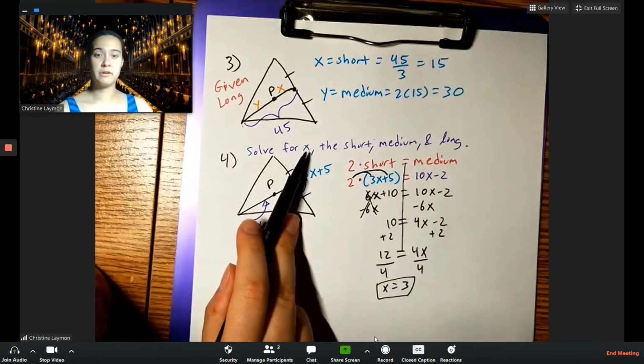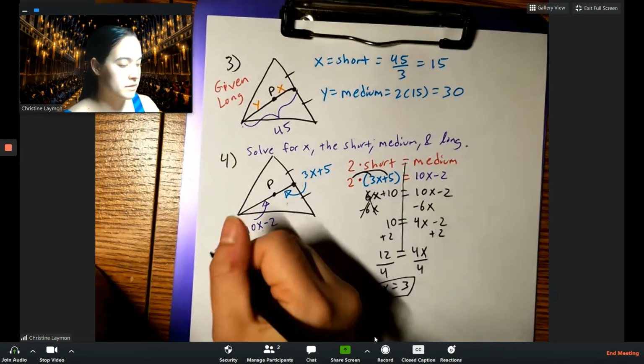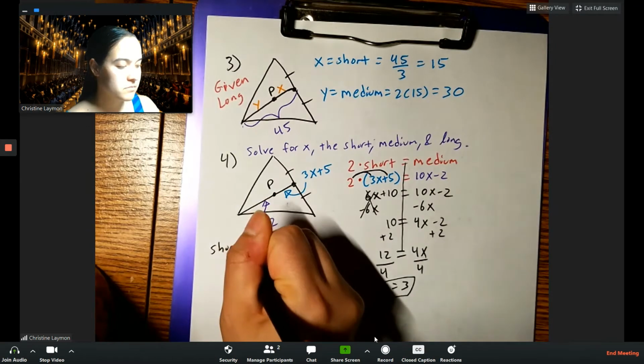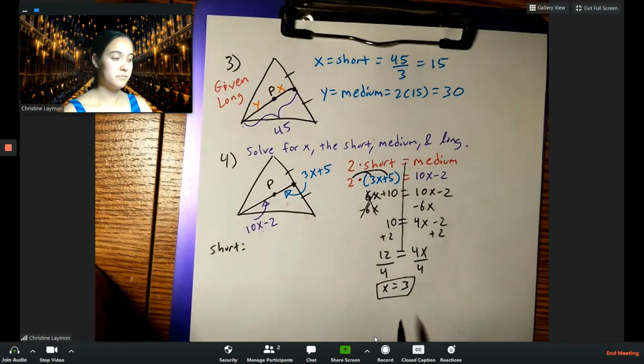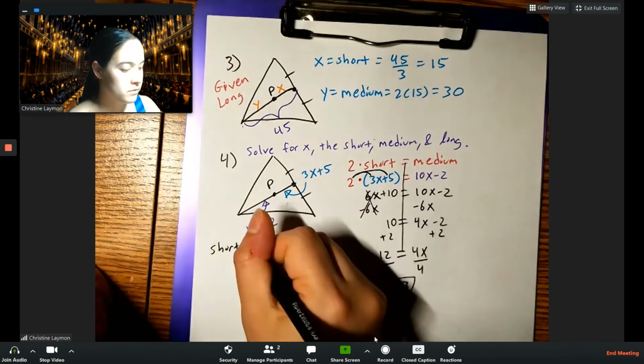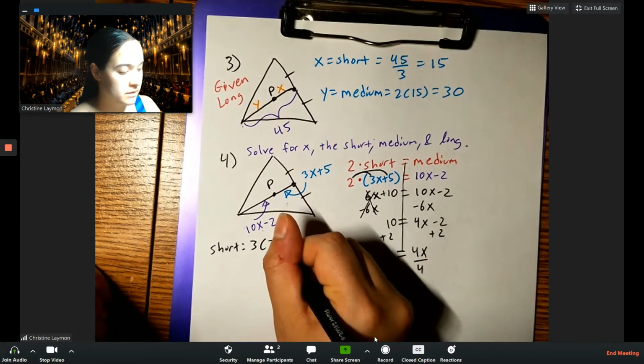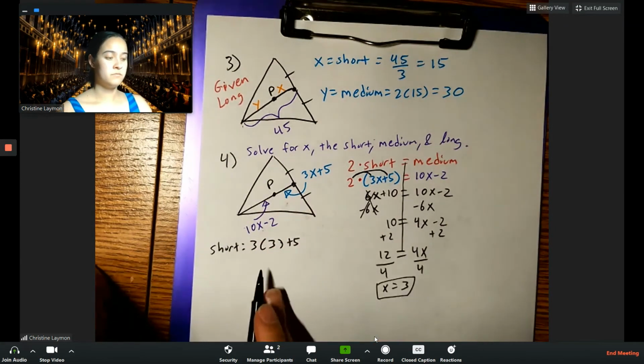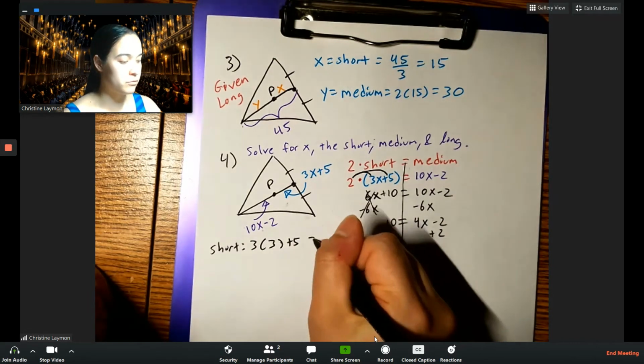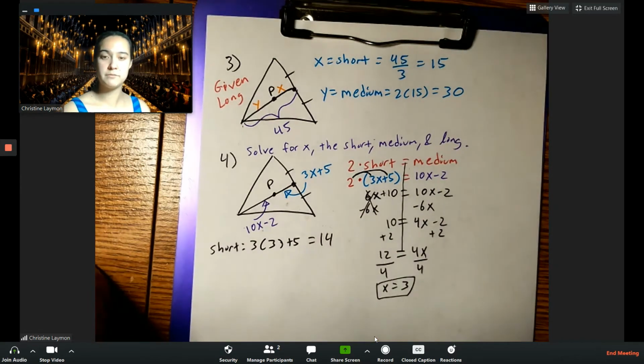So that's this part here. Now let's go ahead and solve for the short. Take the 3, plug it back in. So the short is 3 times 3 plus 5. 9 plus 5 equals 14.